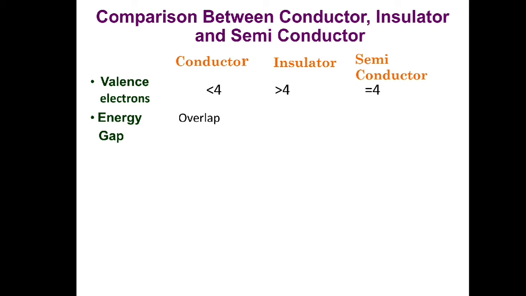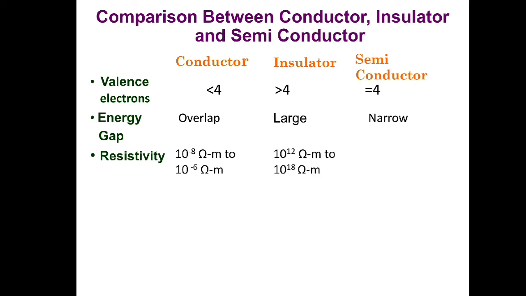Energy gap in the case of a conductor overlaps. Energy gap in the case of an insulator is large. Energy gap in the case of semiconductors is narrow. Resistivity of a conductor is 10 power minus 8 ohm meter to 10 power minus 6 ohm meter. In the case of an insulator, 10 power 12 ohm meter to 10 power 18 ohm meter. In the case of a semiconductor, it is 10 power 0 ohm meter to 10 power 2 ohm meter.